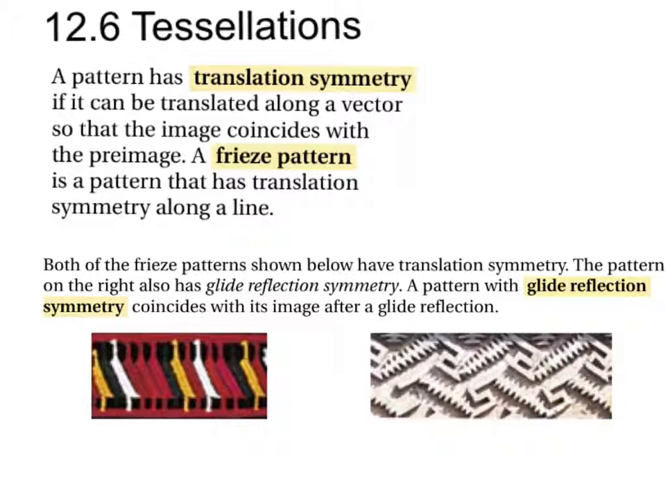Now another vocab word talks about glide reflection symmetry. Both of the frieze patterns shown below, so let's look at this. A frieze pattern is a pattern that has translation symmetry along a line. Both of the frieze patterns below have translation symmetry. The pattern on the right, which is over here, has glide reflection symmetry. A pattern with glide reflection symmetry coincides with its image after a glide reflection.